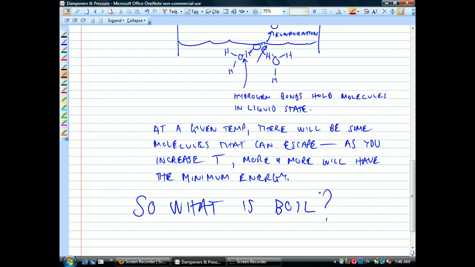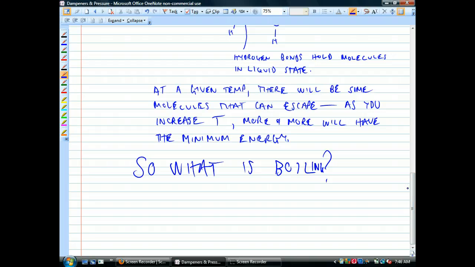What is boiling? Yes? It's when all of the molecules gain the minimum energy. Essentially. The question was, is it when all the molecules gain the minimum energy? Essentially, that's it. Is that 100% true? I'm not entirely sure. If that were so, you would think they would instantaneously all just flash into a vapor. But that's a good question of what this curve would look like for boiling. I'm going to have to get back to you on that.